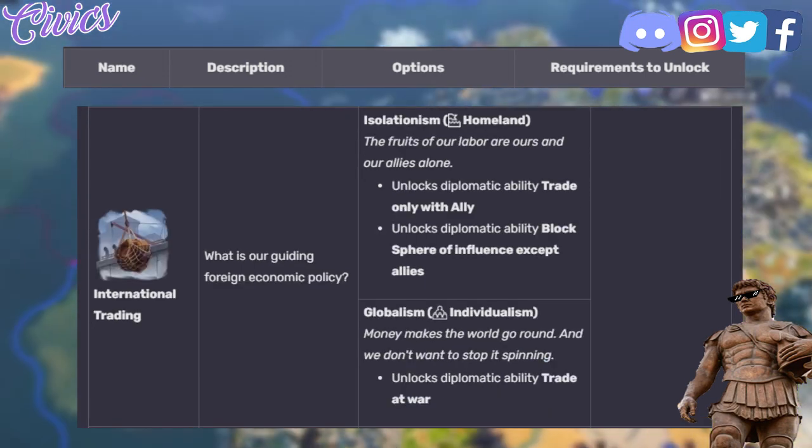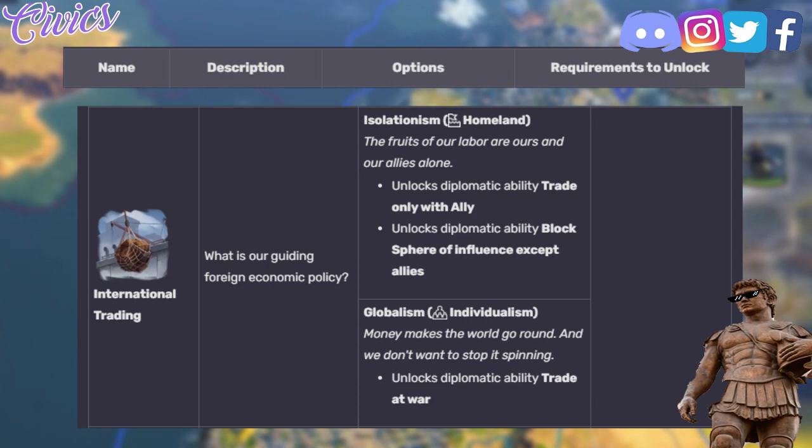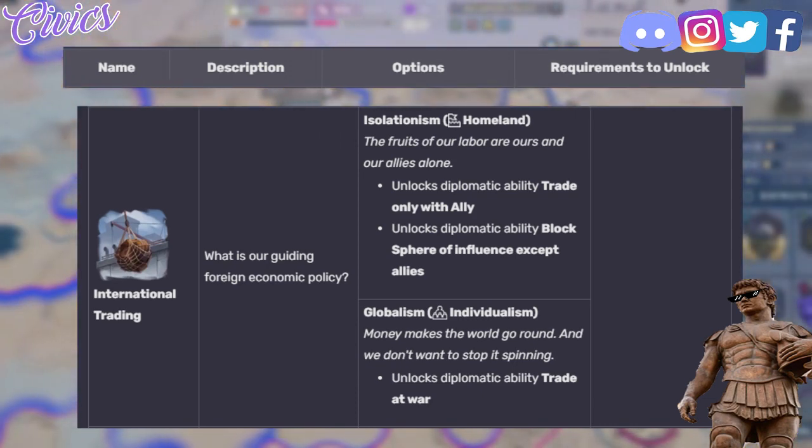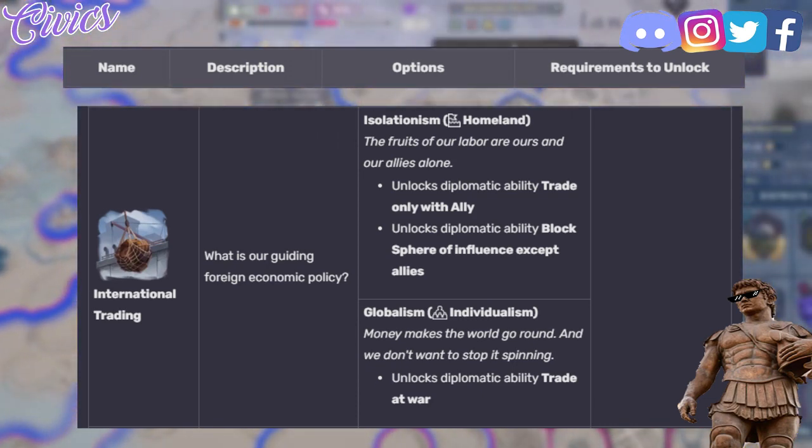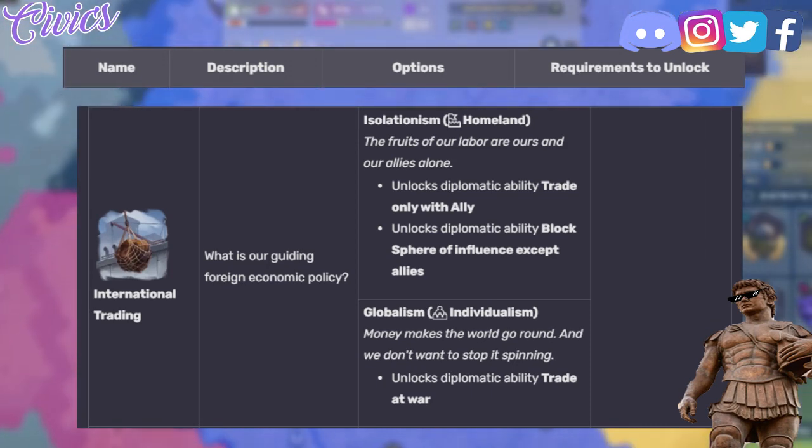International trading. What is our guiding foreign economic policy? Option A, isolationism, homeland. The fruits of our labor are ours and our allies alone. Unlocks diplomatic ability, trade only with ally. Unlocks diplomatic ability, blocks fear of influence except allies.